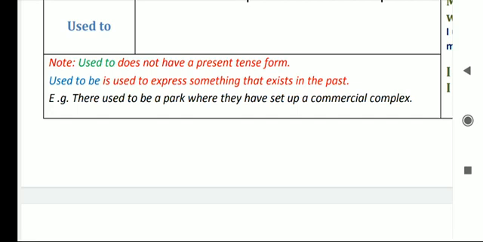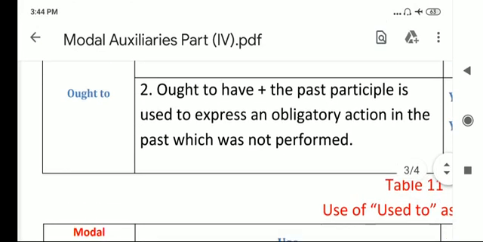This was about four modal auxiliaries. So we have completed this.